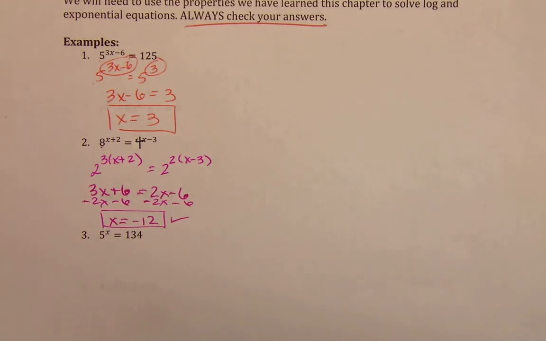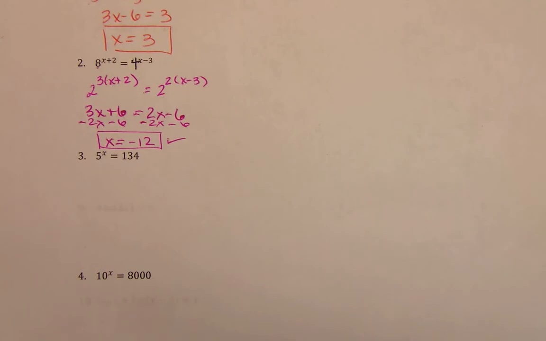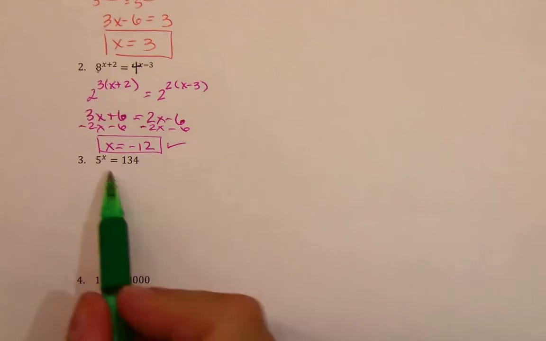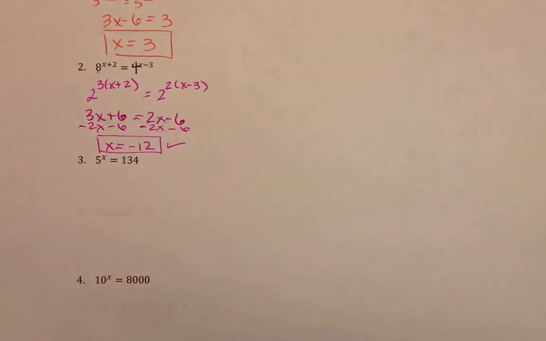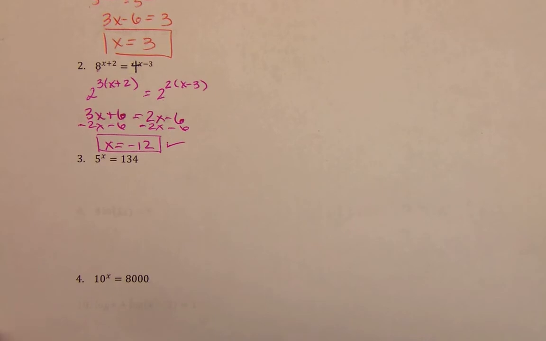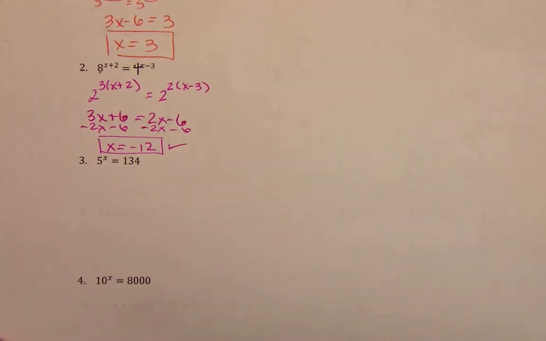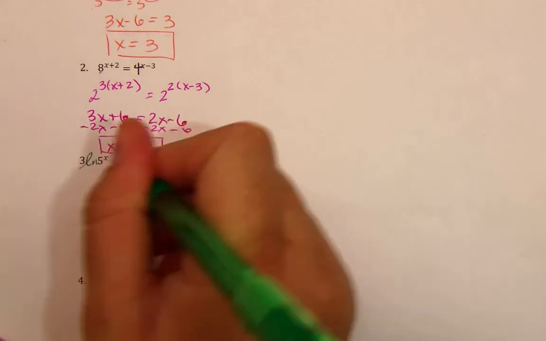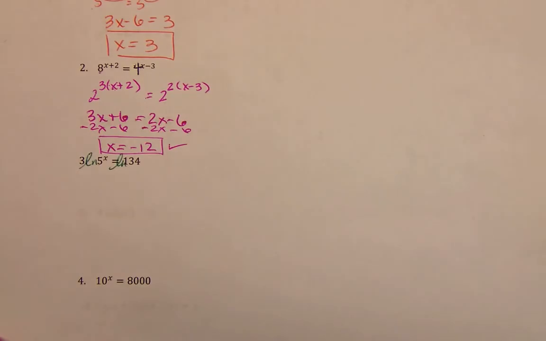All right, now looking at the next one, I can tell you for sure, we're not going to be able to write these in the same base. So now we've got to start thinking about what other tools do we have. And one of the things we're going to be able to do here is take the log or the natural log of both sides of our equation. Now, just because in calculus we use natural log a lot more, I'm just going to go straight to using natural log here. We have natural log of both sides.